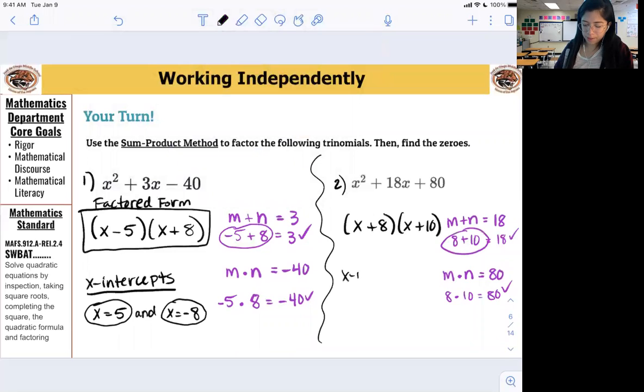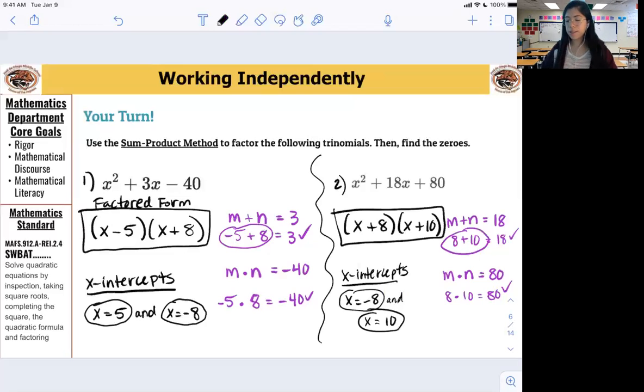And then what are my x-intercepts? Negative 8 and negative 10. And that's the basics of it. So does anyone have any questions on these two problems or on the sum product method? Questions going once? Going twice?